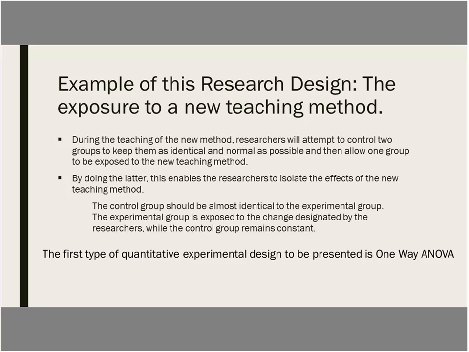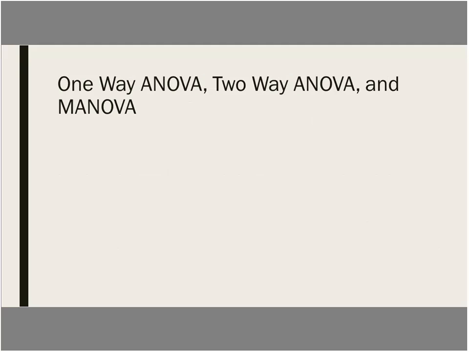The first type of quantitative experimental design that everyone's probably aware of is the one-way ANOVA. Now I'll present some of the standard methods used in quantitative experimental design: one-way ANOVA, two-way ANOVA, and MANOVA. I don't intend to show any algebra, so you don't have to worry about any math. It'll all be conceptual.